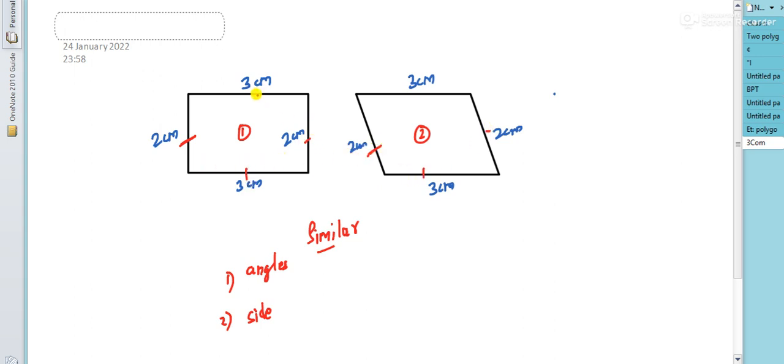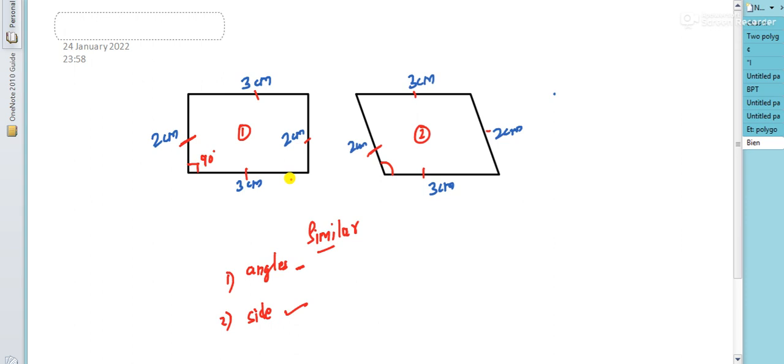This is 2, 2, 3, 3. So corresponding sides are equal, which means they can also be in the same ratio. But what about angles? Are they equal? No. See here, this is a rectangle, so the angle between these two sides will be 90. But here, this is more than 90, right? So the angles are not equal.